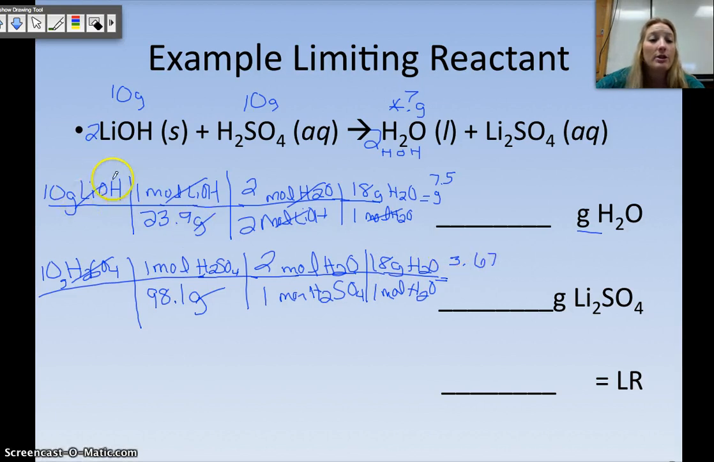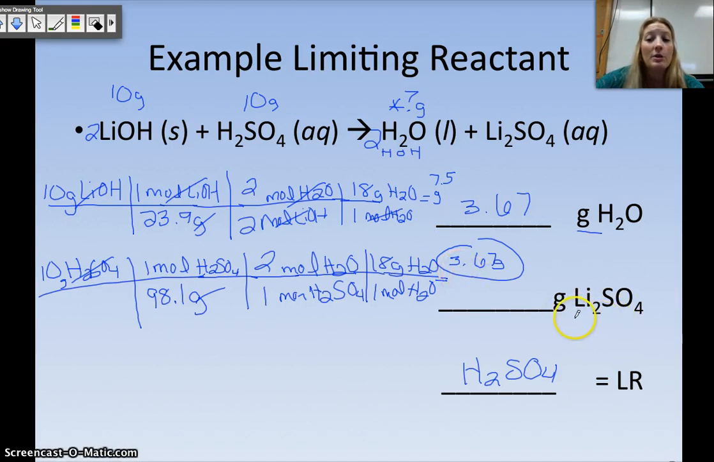So we have enough lithium hydroxide to make 7.5 grams of water, but we only have enough sulfuric acid to make 3.67. So as soon as 3.67 grams of water is made, the reaction stops. We don't have any more reactants. So that is the amount that we can actually make, 3.67 grams of water. Now we know that H2SO4 is our limiting reactant because it limited how much water we could make. If it's our limiting reactant in one case, it's going to be our limiting reactant in the other case as well.